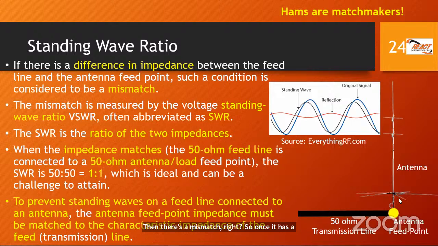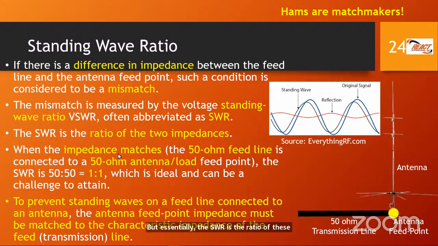And to measure that mismatch, we call it voltage standing wave ratio, or sometimes simply standing wave ratio, abbreviated as SWR. And as hams, we'll be ad nauseam talking about our SWR. We are very interested to know, what is our SWR? How can we bring down our SWR? How can we get a perfect match of our SWR? But essentially, the SWR is the ratio of these two impedances, right?